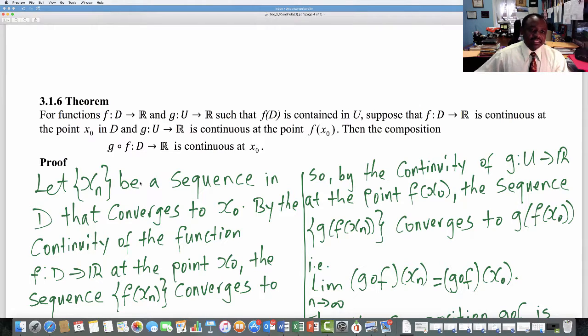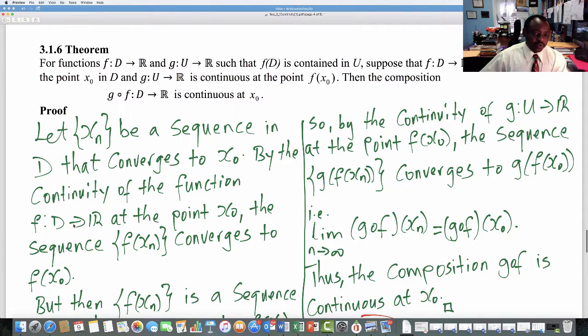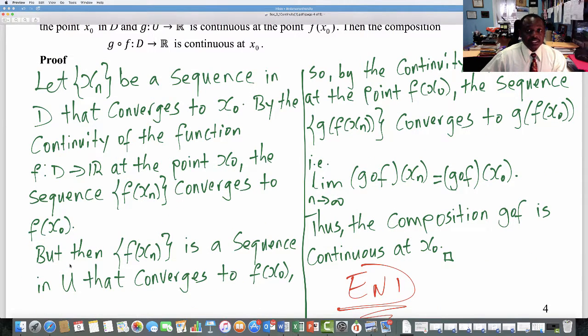Proof. Let xn be a sequence in D that converges to the point x naught. By the continuity of the function f from D to R at the point x naught, the sequence f of xn converges to f of x naught. But we know that f of D is a subset of U. So the sequence f of xn is a sequence in U, and that sequence converges to f of x naught.